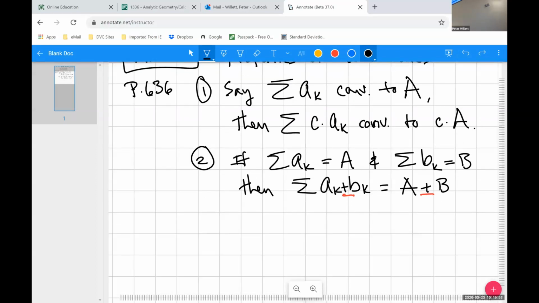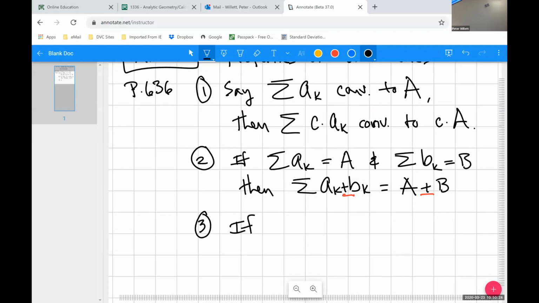So again, what do these properties allow us to do as they have in the past? They give us a way to manipulate when we're working with terms of a series by pulling out constants and distributing the series calculation to individual terms inside, etc. And the last one is a little bit more interesting. So let's take a look at this.